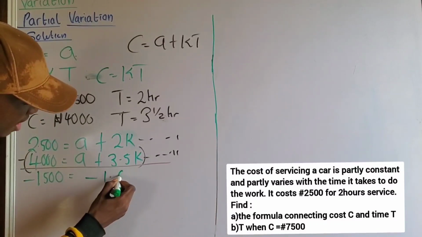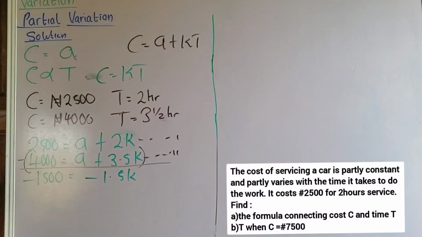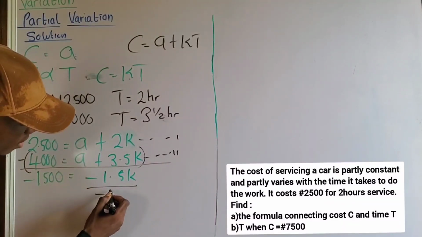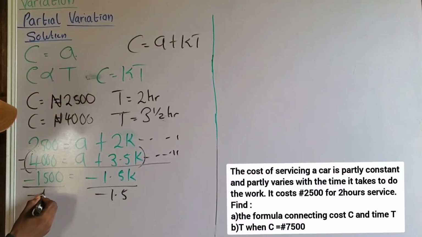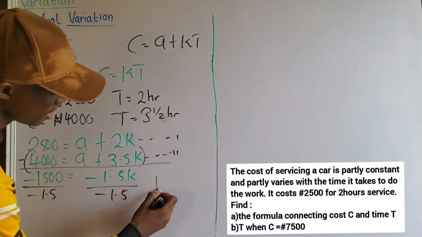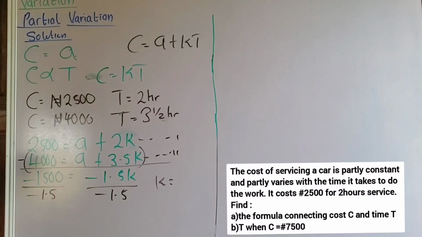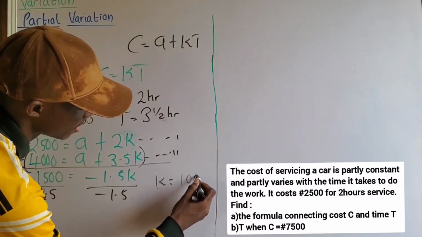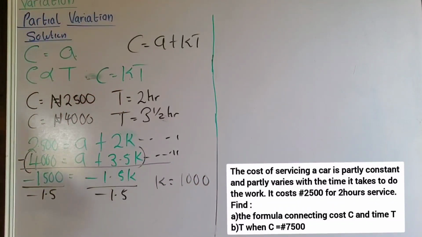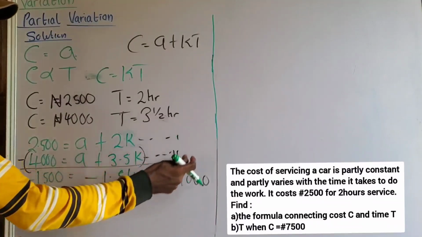With respect to what we have here, we can get the value of K by dividing both sides by minus 1.5. So negative 1,500 divided by negative 1.5 will give us 1,000, right? Yes. So the value of K is 1,000, okay? Having gotten the value of K as 1,000, we can get the value of A by substituting the value of K into any of these equations.